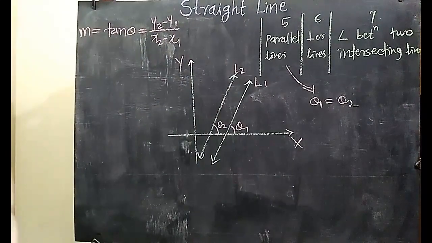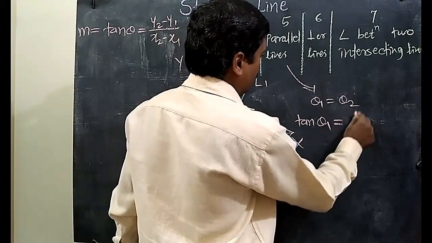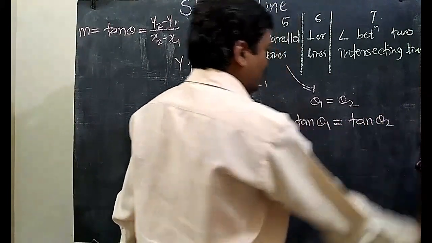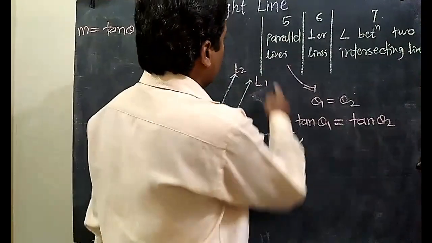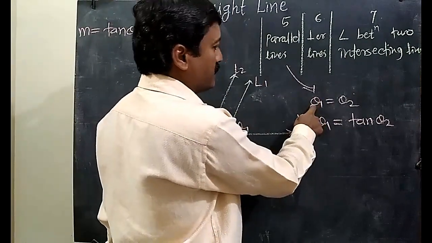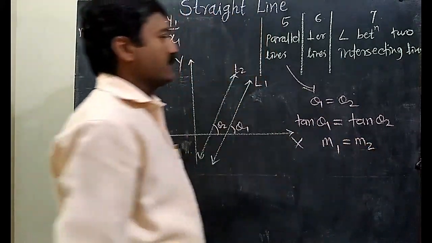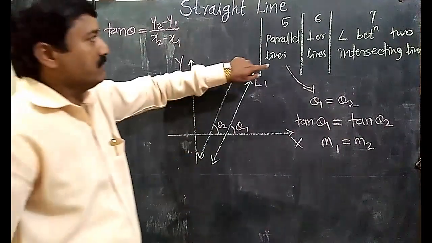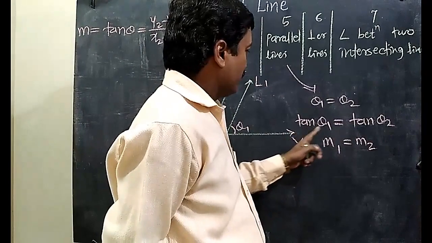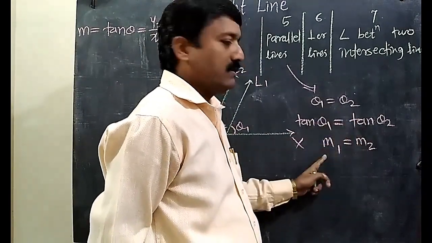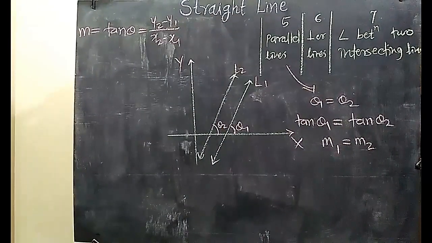If θ1 and θ2 are equal, then can we take their tangent ratios? Yes, tan θ1 equals tan θ2. Then their tangent ratios are also equal. So whenever two lines are parallel, the inclinations are equal, and their slopes m1 and m2 are also equal. So remember this: if two lines are parallel, their inclinations are the same, their tangent ratios of inclinations are equal, which means their slopes are equal. So that is about parallel lines.